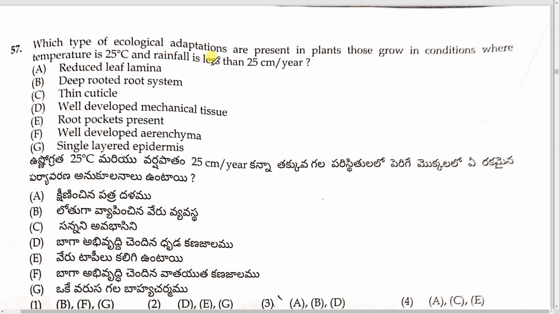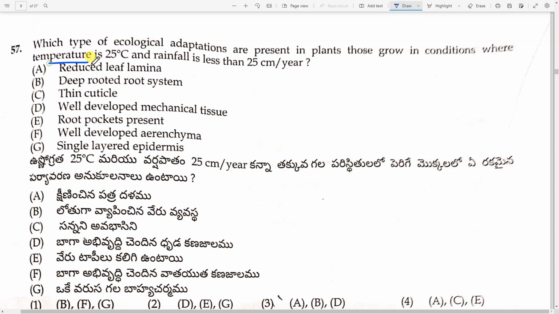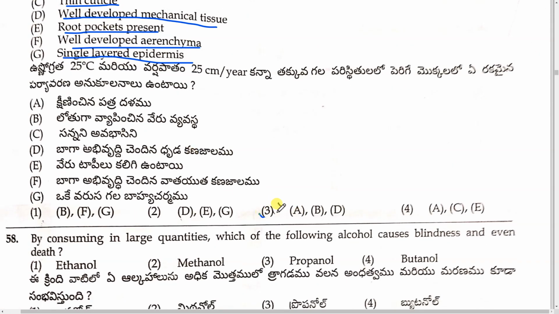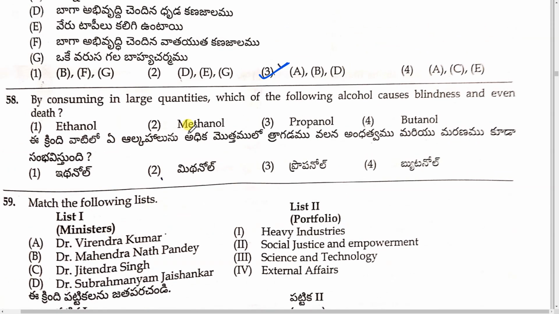Which type of ecological adaptation is present in plants that grow in conditions where the temperature is 25 degrees Celsius and rainfall is less than 25 centimeters a year, which means that the region is very dry? Reduced leaf lamina, deep rooted root system, thin cuticles, well developed mechanical tissues, root pockets present, well developed parenchyma, single layered epidermis. So that is the correct answer.